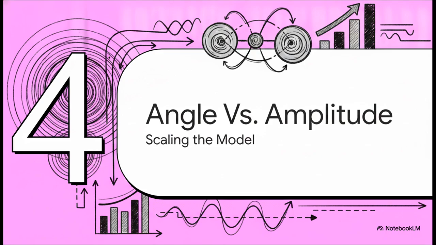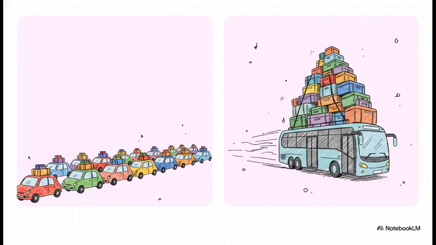Let's break that down a bit more in section 4, angle versus amplitude encoding. So previously, researchers tried a different method called angle encoding. Think of angle encoding like driving to a destination where every single piece of your luggage needs its own separate car. It maps one data feature to exactly 1 qubit. For our financial data set, that means we need 256 perfect qubits, which is pretty much impossible on today's quantum hardware. But amplitude encoding? It's like inventing a hyperdimensional bus.